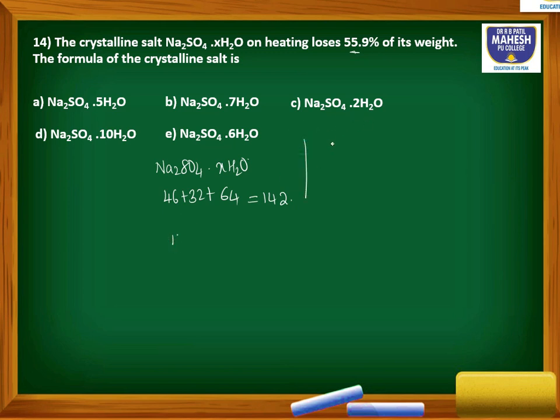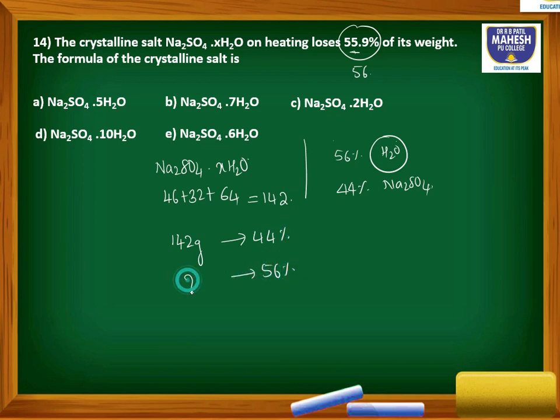Students, what did they tell us? 55.9%. Let us take that as 56%. 56% water is present, that is only removed after heating. Then the remaining 44% is going to be sodium sulfate only. Correct. So 142 grams correspond to 44%. Then 56% corresponds to how much? So let us solve this. 142 into 56 divided by 44.